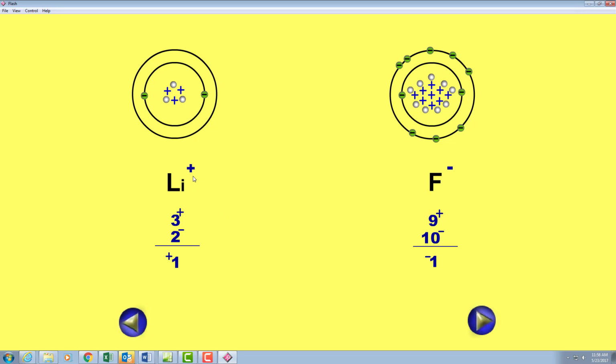And of course, gee, these are oppositely charged, and what do oppositely charged objects do? Of course, they attract. And so this is our first type of bond. We'll talk about ionic bonds, and those are involved in things like salts. And so these will come together and hold together like little magnets.